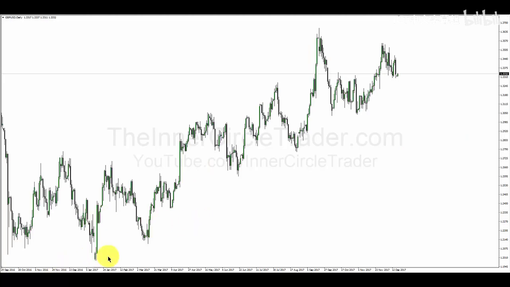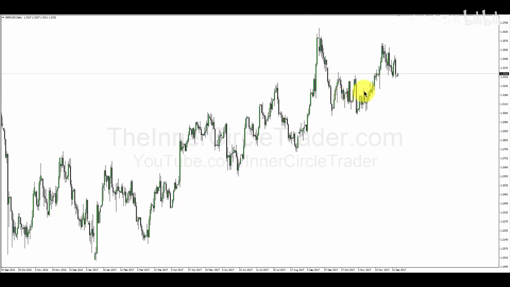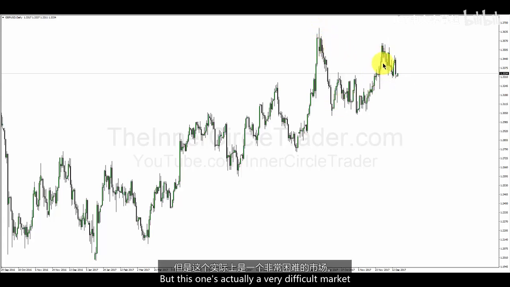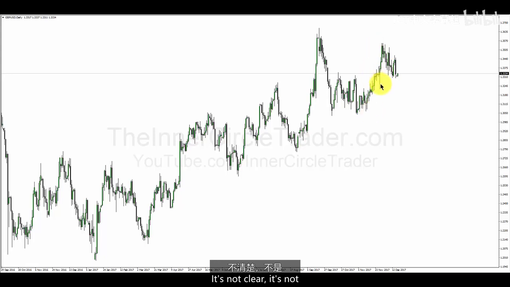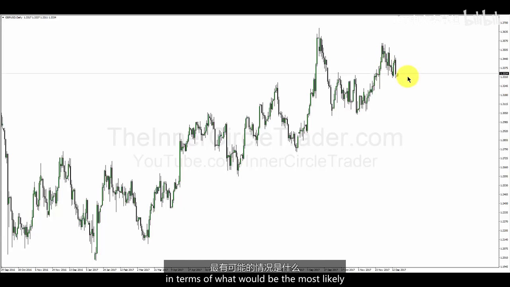Cable, we've had a nice uptrending market here, and this one had an ability to get above and outside of this range in here, and we traded up into almost this swing high being taken out. But this one's actually a very difficult market to be in right now. It's not clear, it's not obvious as to what it would want to do. So even though we've had a nice move earlier this year, we've gone into a condition where it's highly suspect in terms of what would be the most likely or probable direction it's going to move next.